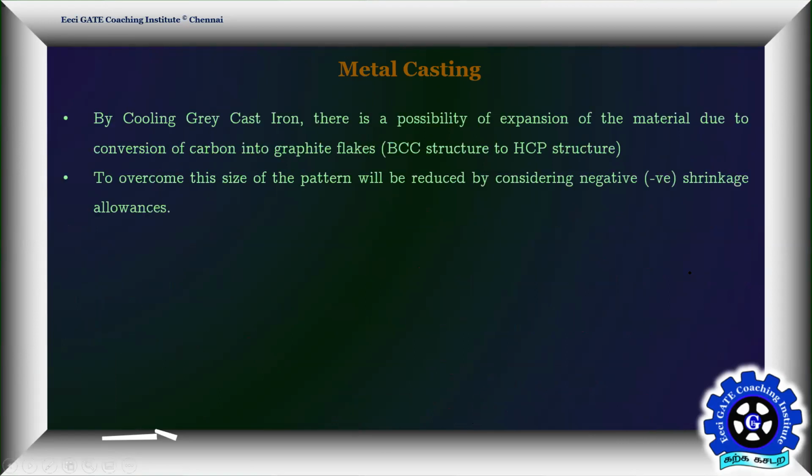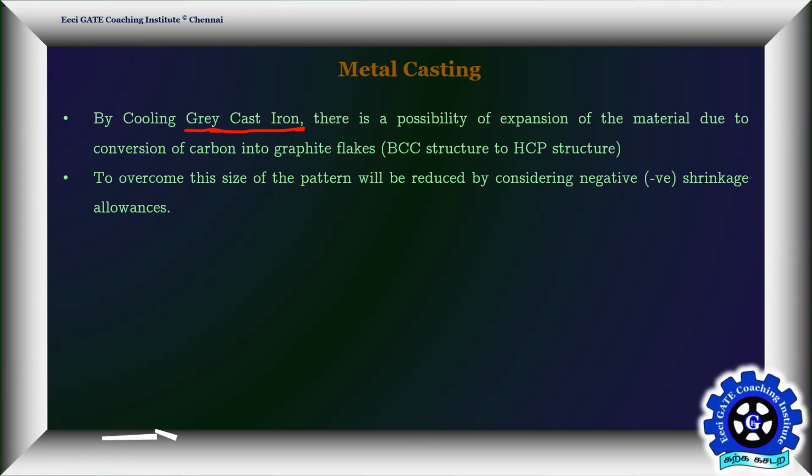Now, as I told you, gray cast iron is an exception, right? By cooling gray cast iron, there is a possibility of expansion of material due to conversion of carbon into graphite flakes. That is, by cooling gray cast iron, the structure changes from BCC to HCP. BCC means body centered cubic, HCP means hexagonal close packing. I'll discuss these atomic structures in material science when I discuss crystallography.